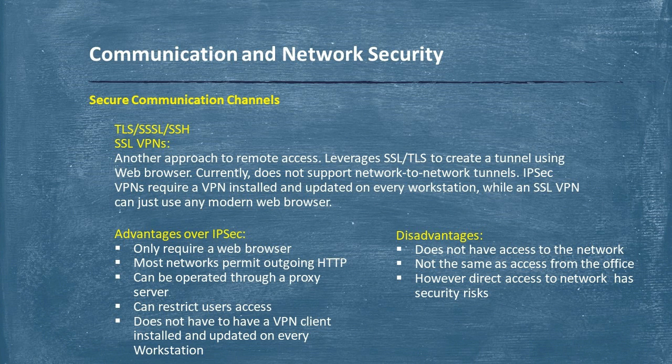IPsec VPNs require a VPN client installed and updated on every workstation, while an SSL VPN can just use any modern browser. That is the advantage of using SSL. You just need a browser, then you can do secure communication. It only requires a web browser. The advantage of SSL over IPsec: most networks permit outgoing HTTP. It can be operated through a proxy server. It can restrict users' access. It does not have to have a VPN client installed and updated on every workstation.